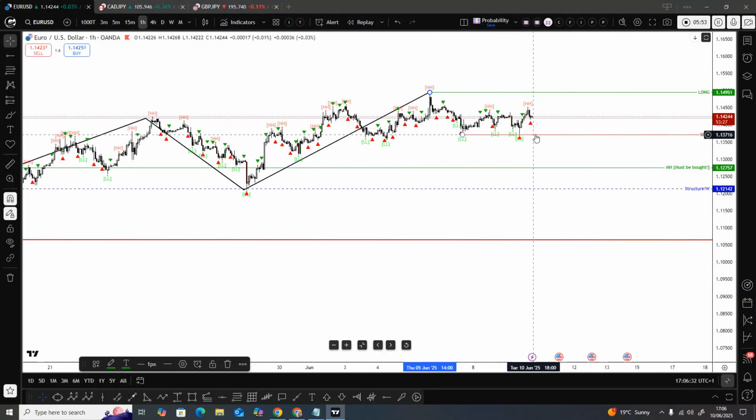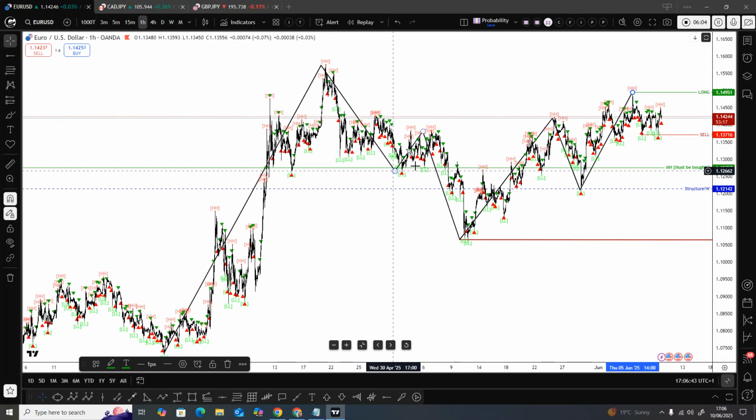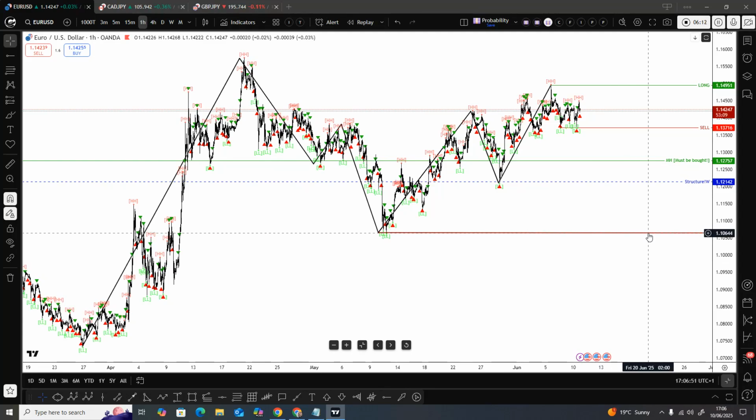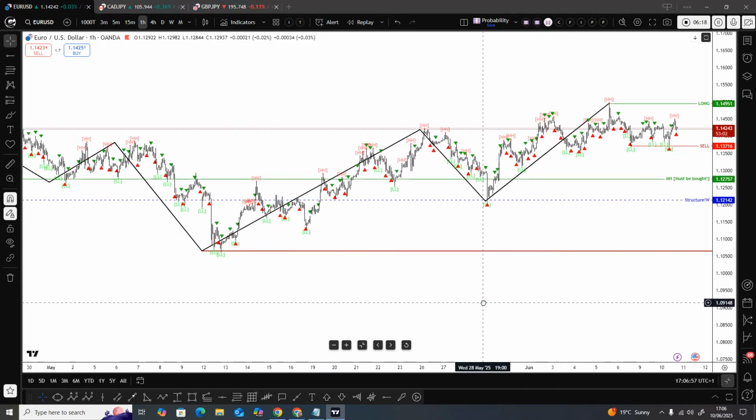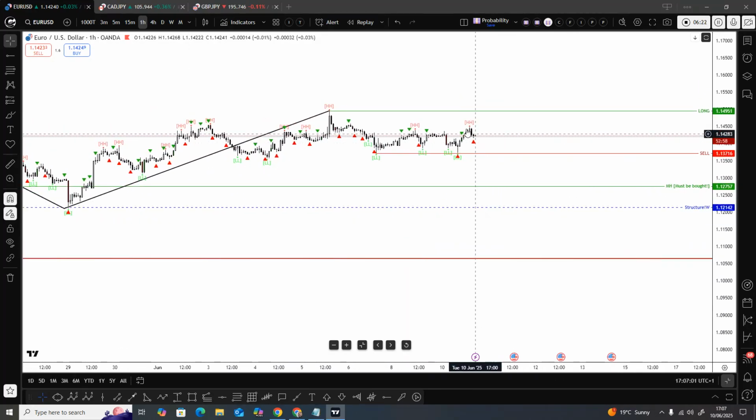The reason I'm saying that is because if price should break here, that will give us two lower lows, and that will be confirmed by the daily move that we've seen. Okay, structure down, structure up. That is a reversal. A break below this weekly structure we quickly open up the low here, which is 1.1064. That is what I can see on the Euro US dollar.